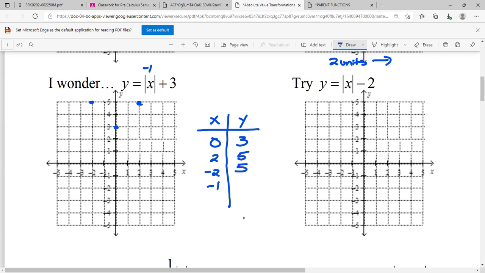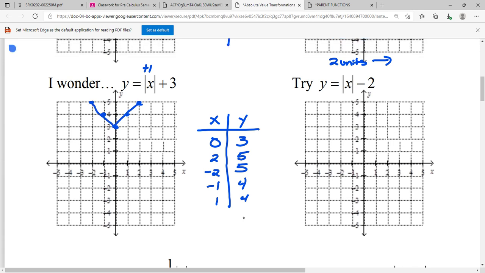That would actually just be 1. 1 and 3 is 4, so that's going to be here. Positive 1, 1 and 3 is 4, that's going to be here. See how they're mirroring each other? So this shifted us up from our parent function. Our parent function would be there, and we just went up 3 units.